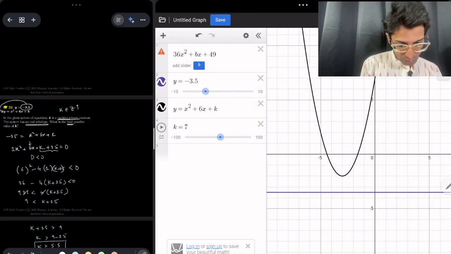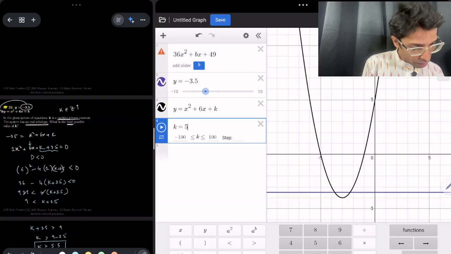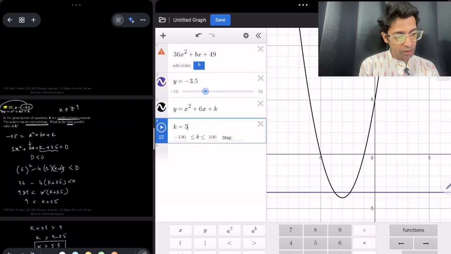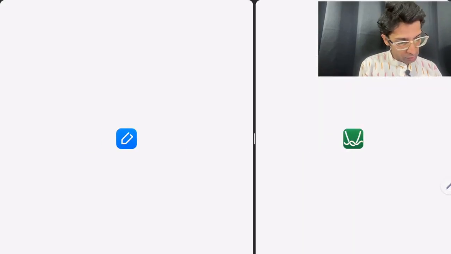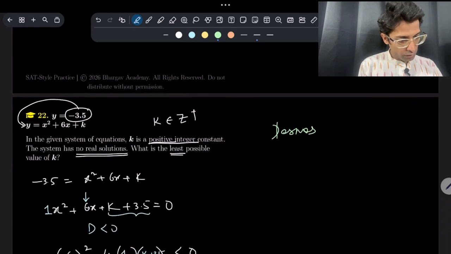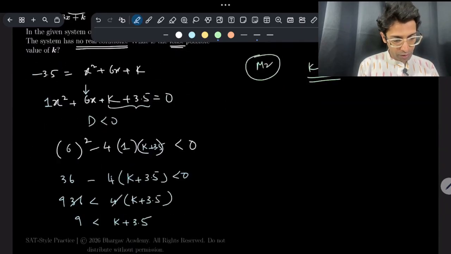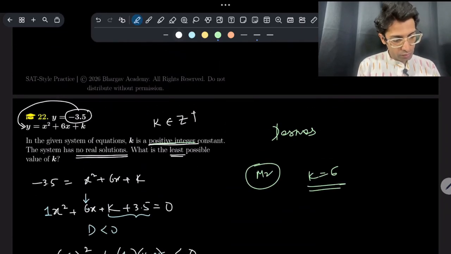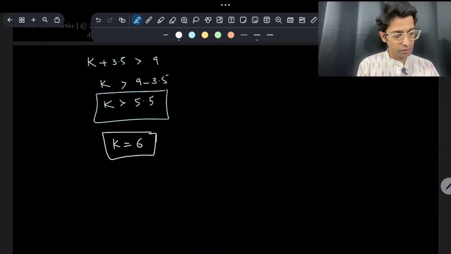Remember, k is a positive integer, so we should only check integer values of k. So k equal to 6 is okay, they are not meeting. What about k equal to 5? With k equal to 5 they are meeting. Since it has already been mentioned that k is a positive integer, k equal to 6 is the answer from Desmos. And from the algebra, k is greater than 5.5, and k is a positive integer, so the next positive integer after 5.5 is 6. So k equal to 6.